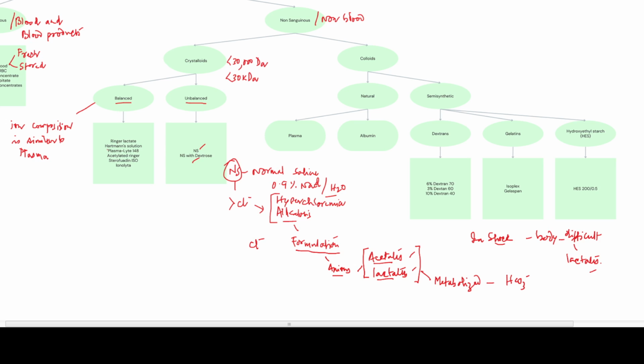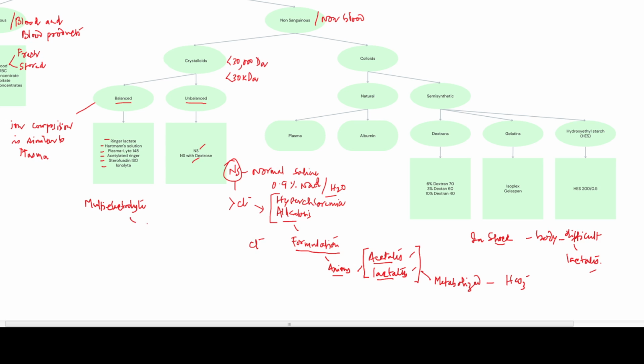So balanced, we've got Ringer lactate, we've got Hartmann solution, we've got Plasma-Lyte 148, we've got acetylated Ringer, and we have explained why we have acetylated Ringer. Then there are a couple more balanced solutions which are used in the clinic. Now, a word about Plasma-Lyte. Plasma-Lyte is a multi-electrolyte. So what is multi-electrolyte?